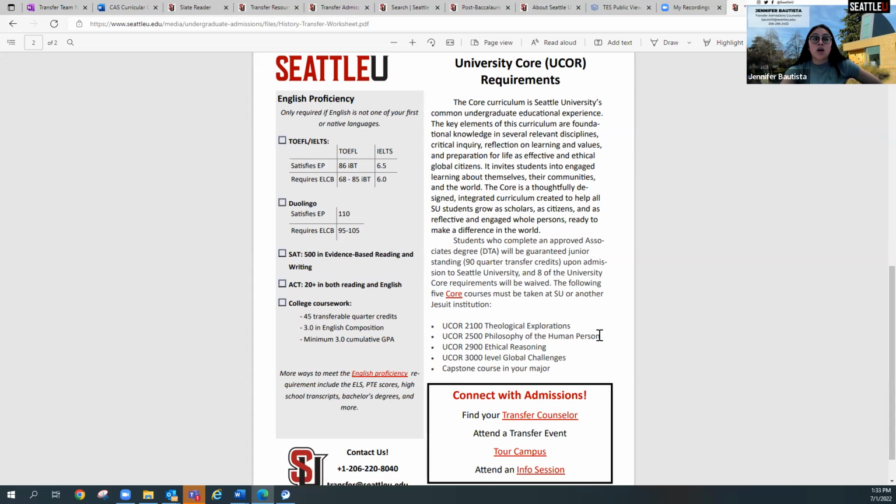very unique to our Jesuit education that can only be taken at Seattle University. So folks cannot complete these courses anywhere else. If a student is coming from another Jesuit institution, sometimes they will transfer. If a student is coming from a public institution or a community college, these will not transfer. So students will need to take these at Seattle U.